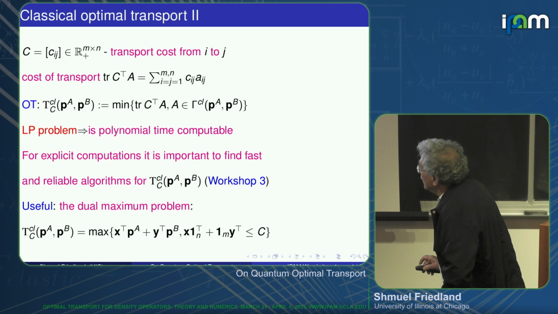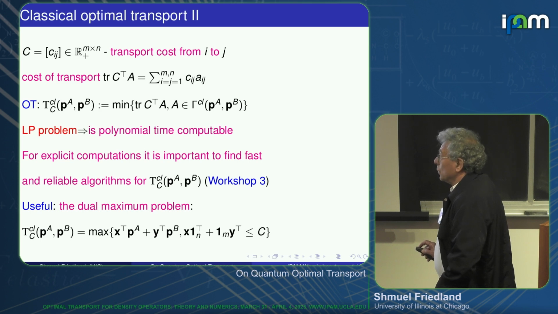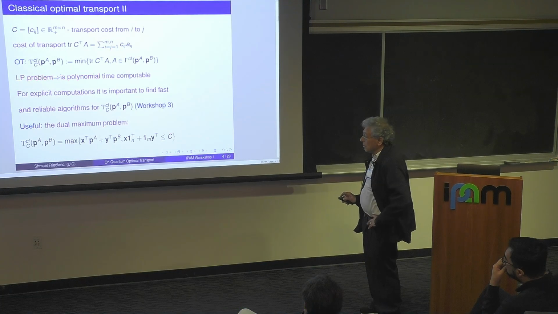Okay, next. Okay, so the cost is C_ij. This is how much it costs to transport from factory i to store j. And the cost of total transport would be this sum. And if you take C transpose A, it would be the trace of this matrix. So the classical optimal transport, the way it was stated by Kantorovich, is the minimum over all possible couplings in such a way that this would be the minimum cost.